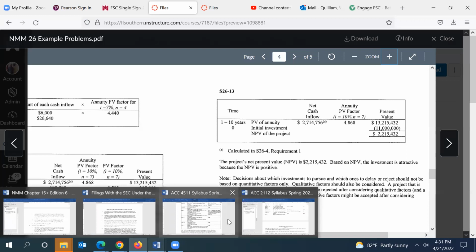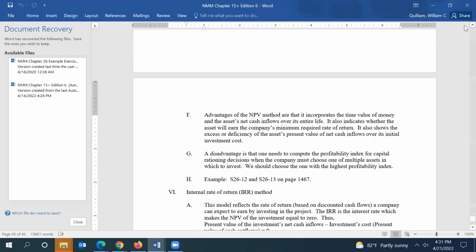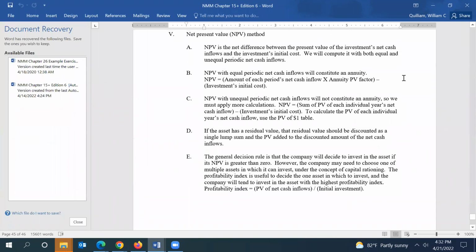Let me come back to the outline here. Look over why I skipped for the time being. Well, first, net present value with unequal periodic net cash inflows. That's more complicated. Since they're not equal, that will not constitute an annuity. So we must apply more calculations. Net present value equals the sum of the present value of each individual year's net cash inflows. So we have to do each one by hand, minus the investment's initial cost.